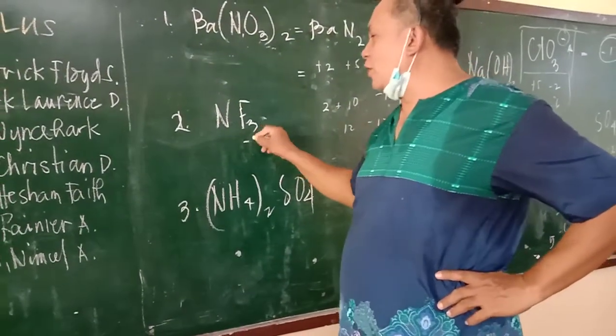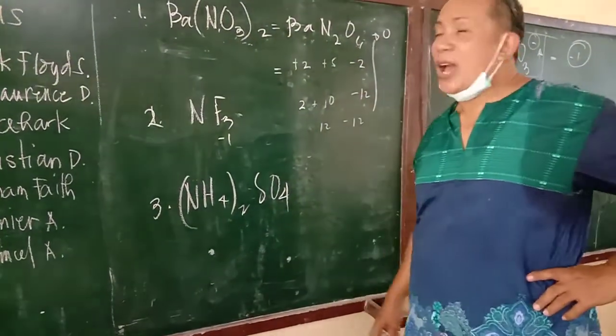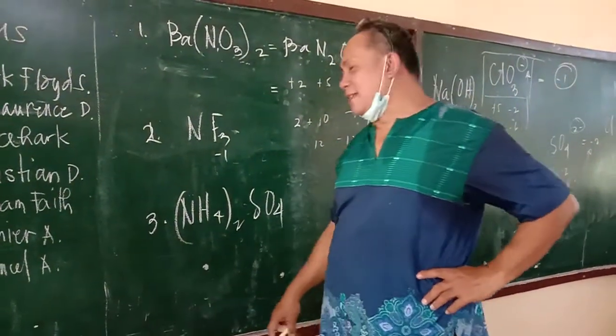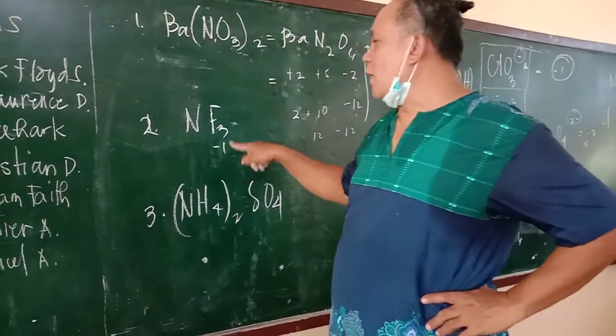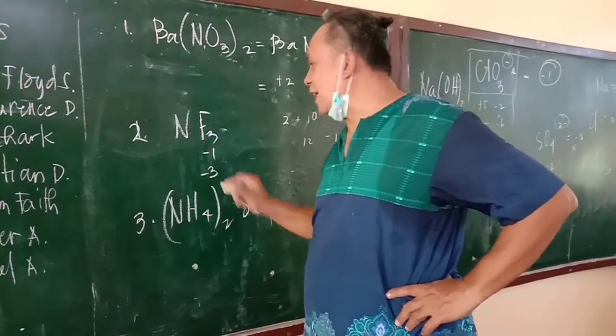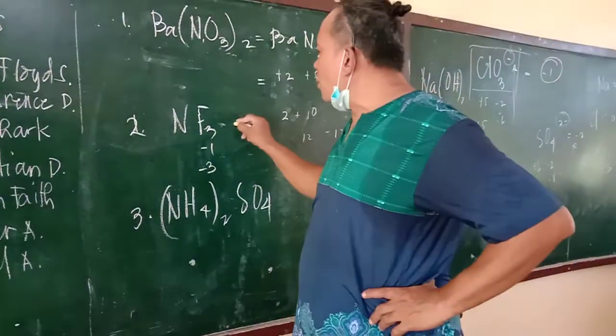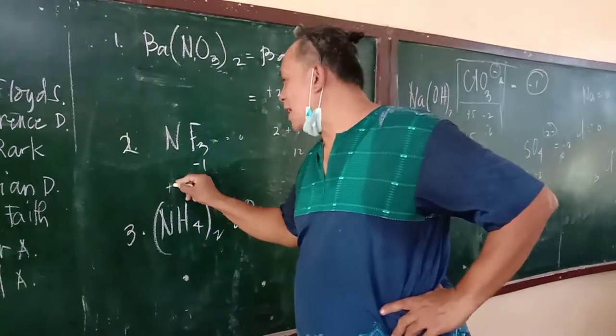Okay, this time, fluorine. Di ba itong fluorine is always negative 1. Okay, fluorine is negative 1. So, negative 1 times 3 is negative 3. So, mahimo siyang 0 yung total? Ang nitrogen mahimong positive 3.